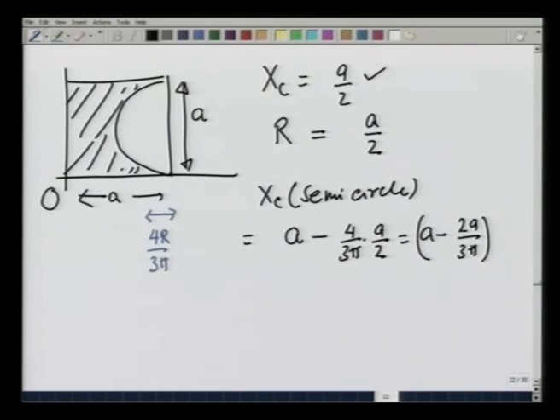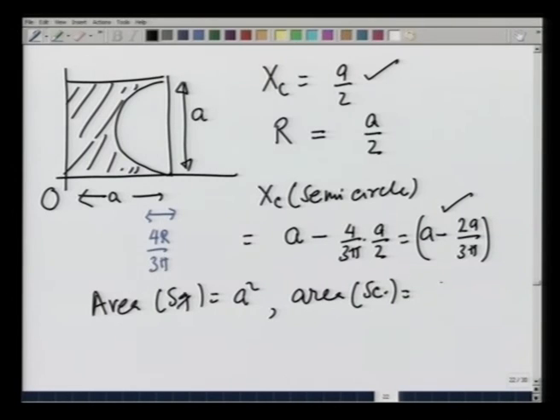I know x c for the square, I know x c for the semicircle, and area of both. Area of square is equal to a square, area of semicircle is equal to pi by 2 times a by 2 whole square, and therefore, I can calculate the x c for this shaded region from the formula that we derived earlier, and x c comes out to be, you plug in the numbers, 0.314 a.